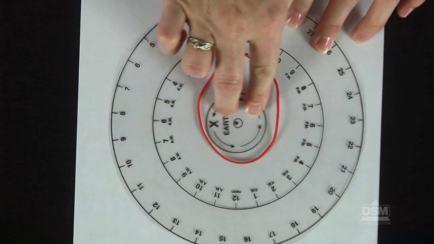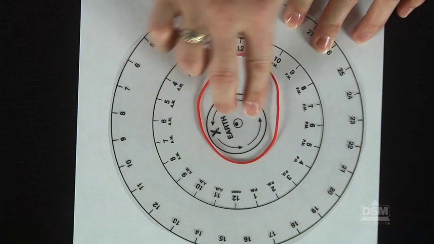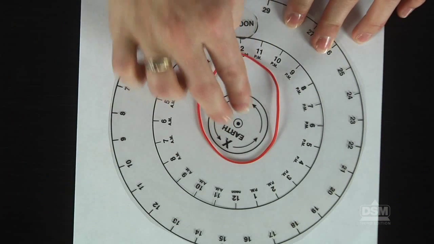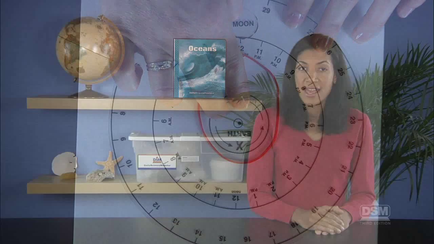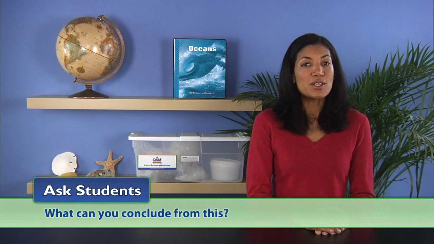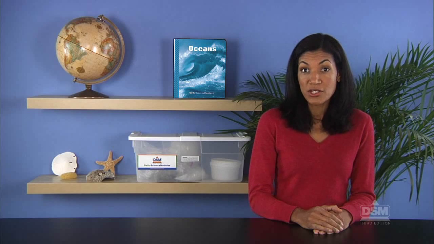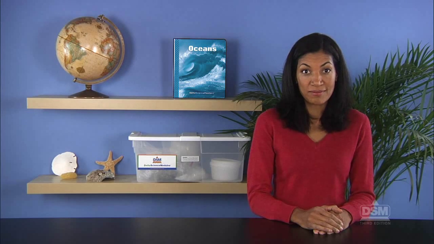Point out to students that they did not move the rubber band while turning the Earth disk, and that the high tide bulge remained oriented toward the Moon. Ask students, what can you conclude from this? Guide students to understand that Earth's rotation causes high tide, not the movement of the water itself.